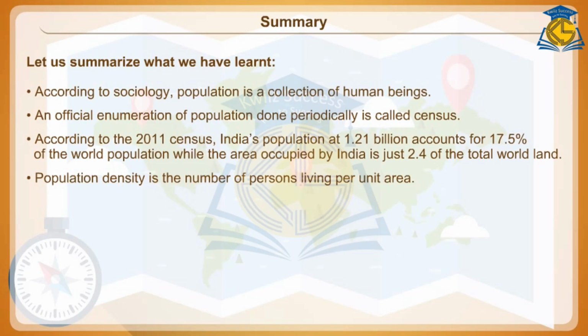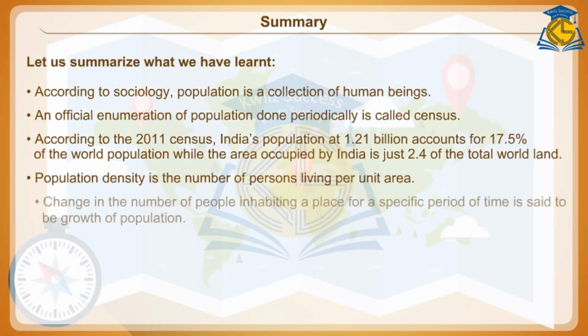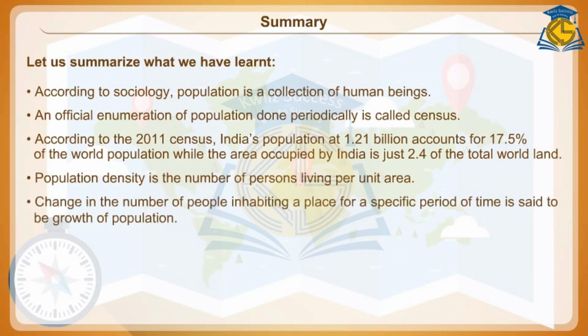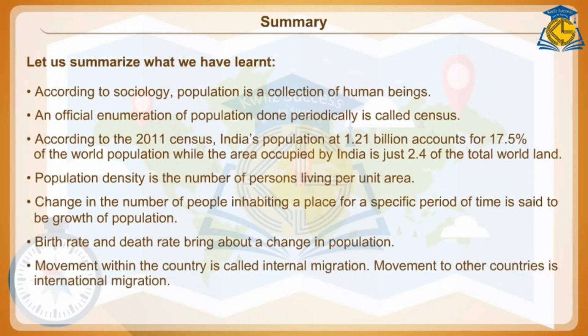Population density is the number of persons living per unit area. Change in the number of people inhabiting a place for a specific period of time is said to be growth of population. Birth rate and death rate bring about a change in population. Movement within the country is called internal migration. Movement to other countries is international migration.